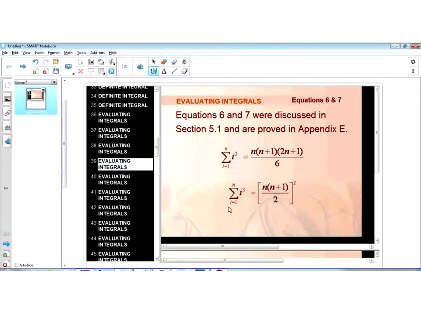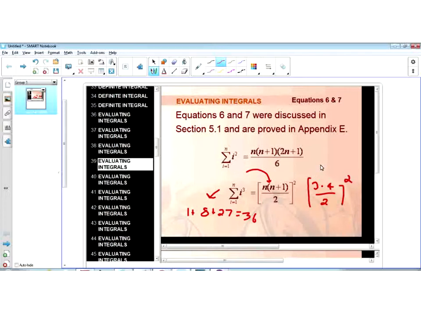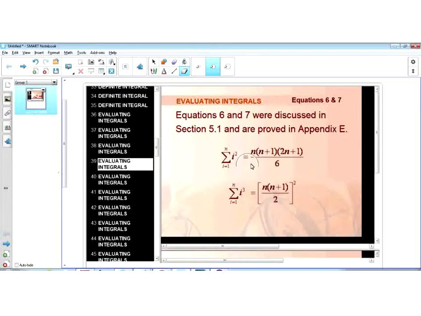So for instance, let's consider the sum of the first 3 cubes. This would be represented as 1 plus 2 cubed, which is 8, plus 3 cubed, which is 27. So that's equal to 36. Now if we plug 3 in for n, that would be 3 times 4 divided by 2, squared. And of course that's 36. The proof of this, of course, uses induction, which is demonstrated in Appendix C of your text.